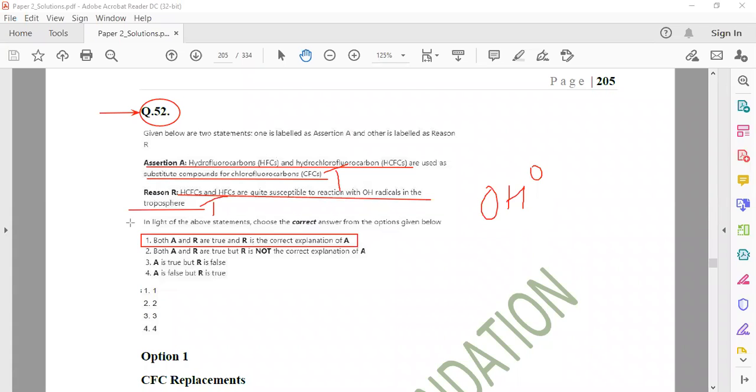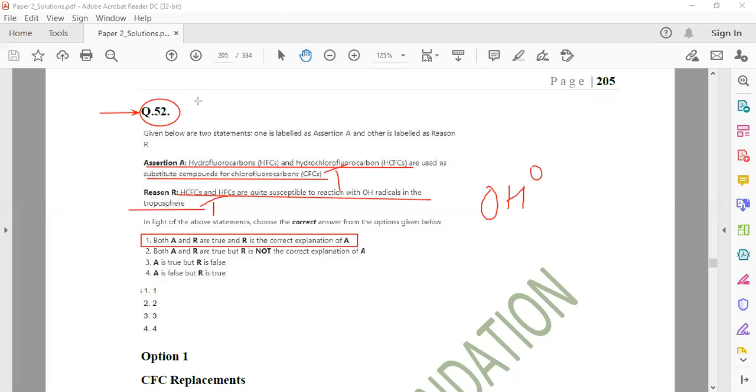Anyone having any doubt in understanding this concept, please let me know. I will clarify that, all the people who are sitting in this session. Anyone having any doubt? Anyone? Okay, clear. So now let's move to the next question.